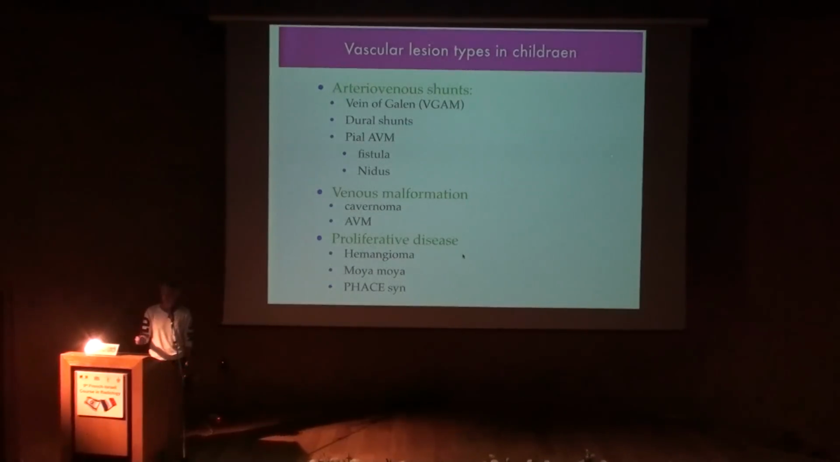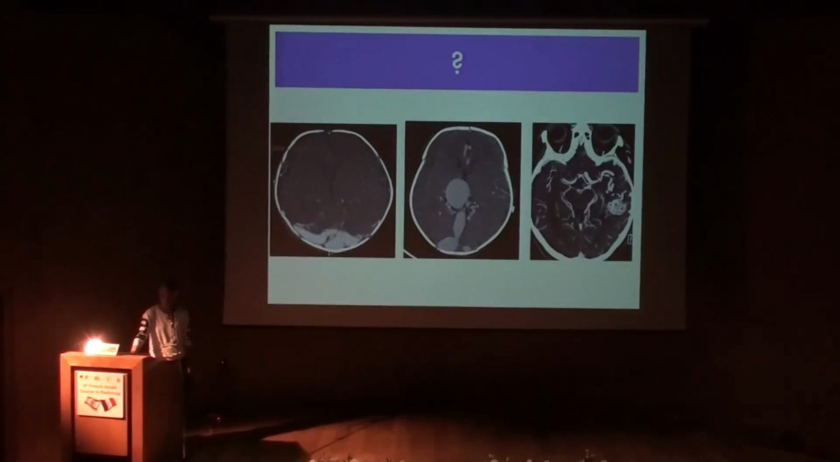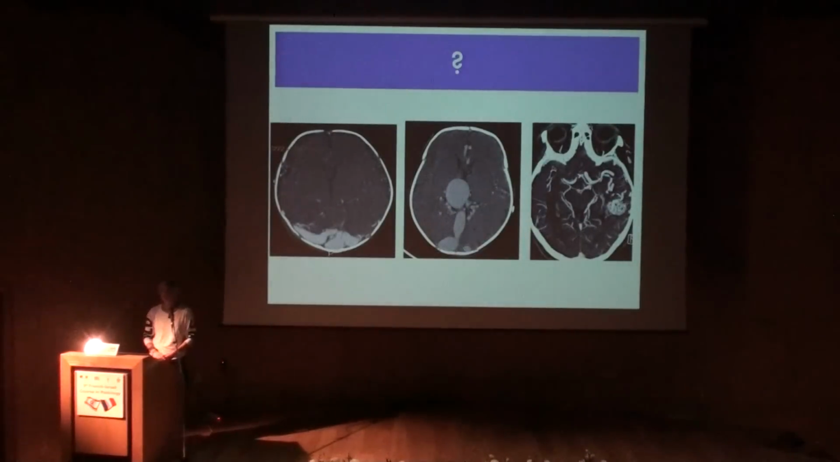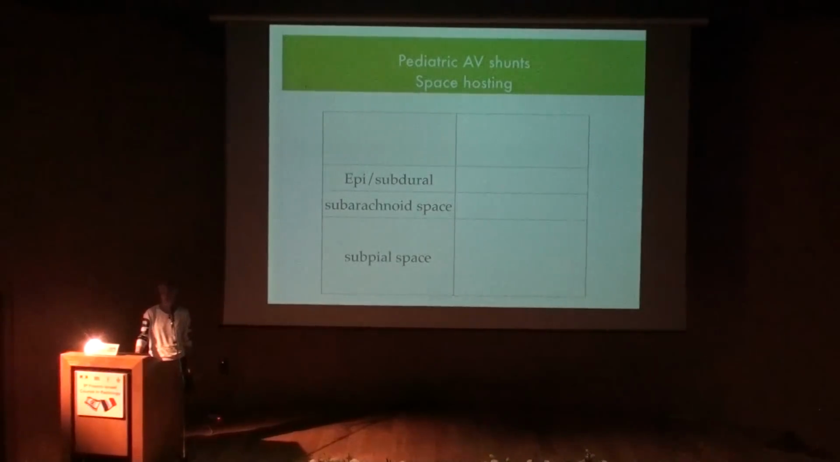And then we have moyamoya and the PHACE syndrome, which is a syndrome that has hemangiomas in the head and neck, and then cardiac and vascular malformations in the brain. Those are three different patients, okay, with three different CTAs that are trying to show you the different types of vascular malformations that we have in pediatrics, more in pediatrics, a little bit less in adults, okay? So remember that. And those are the spaces where the malformations can happen. It can happen in the epidural or subdural space.